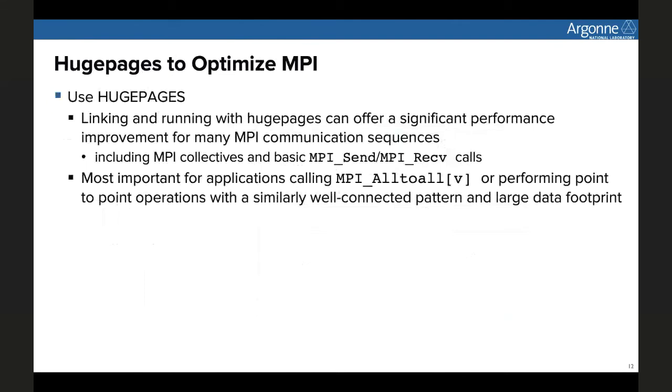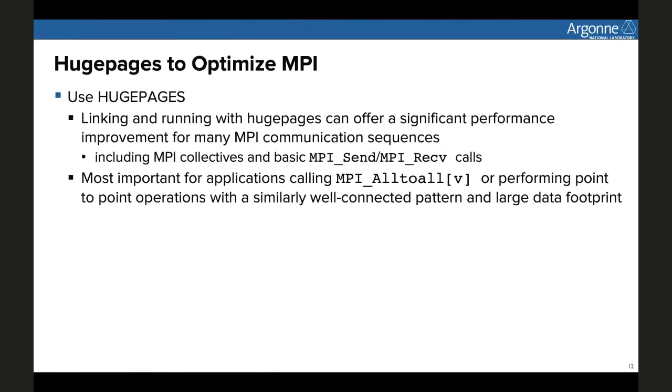Now moving on, huge pages. The Aries NIC has a finite amount of space for address translation, and depending upon the size of the working set that the application uses, there is a potential for leading to more faults for the TLB. So the recommendation is to use huge pages.